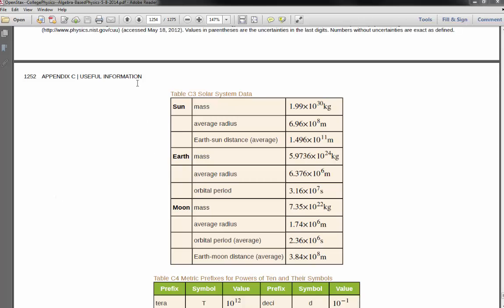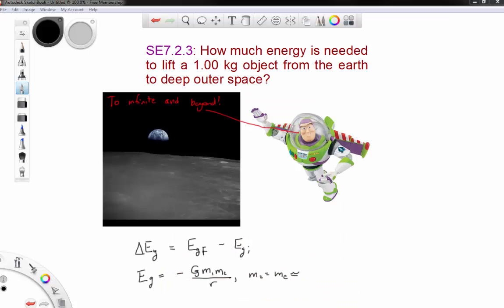and the mass of the Earth is usually given in most physics textbooks. For example, in the OpenStax textbook, you can find it in this nice table C3, which is solar system data in the appendix C, useful information. So the mass of the Earth, 5.9736 times 10 to the 24 kilograms. And while we're here, there's actually also the Earth's radius. So we have that mass of Earth, we'll just call this 5.98 times 10 to the 24 kilograms.